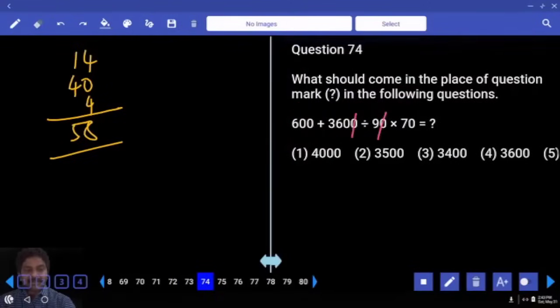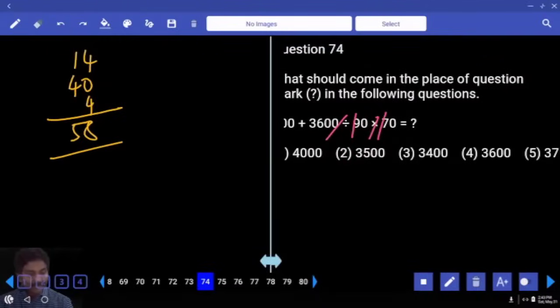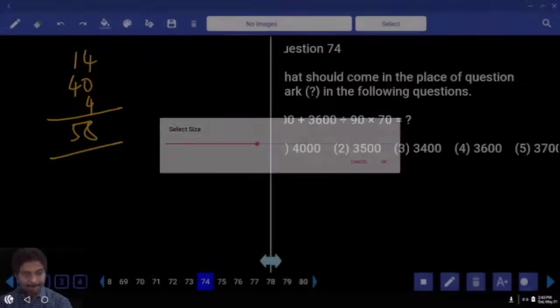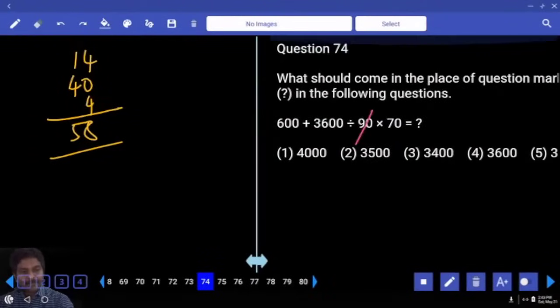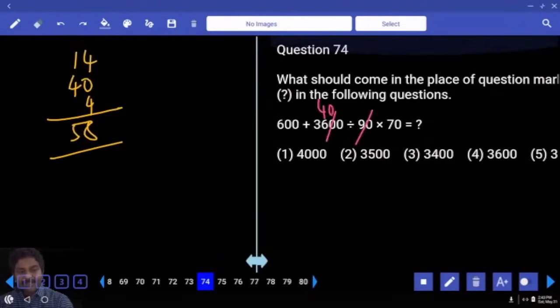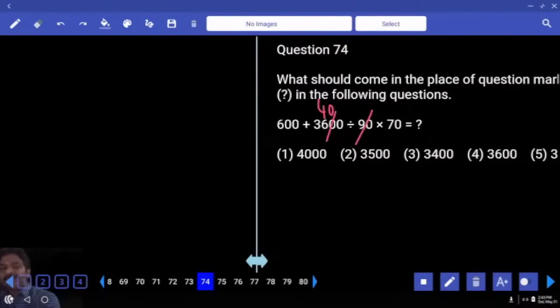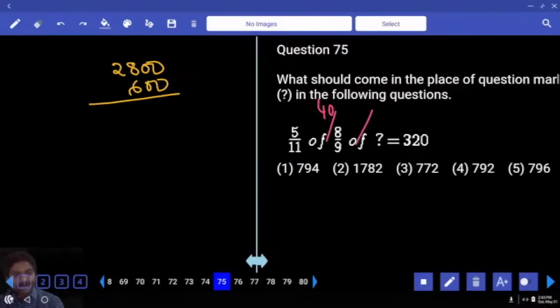0 0 cancel. 9. How many times? 40 times. 9 40 times. 40 into 70. 4 into 7. 28 and then 2 zeros. And to that you have to add 600. Answer 3400.